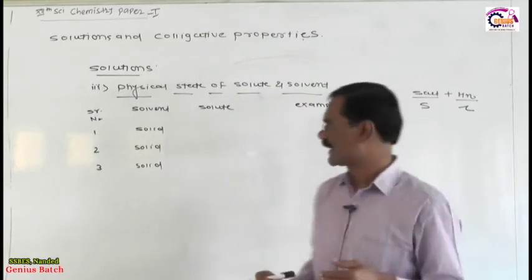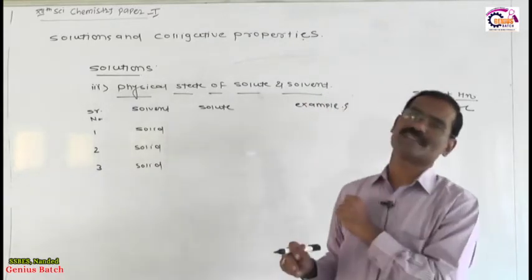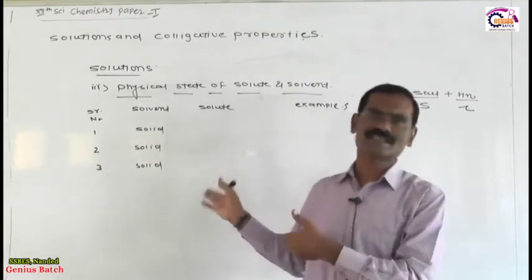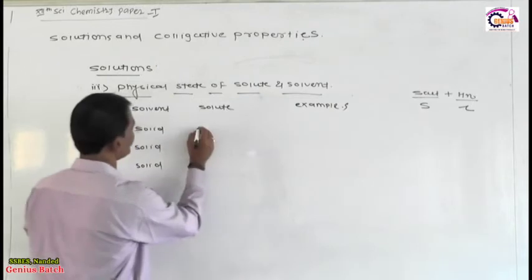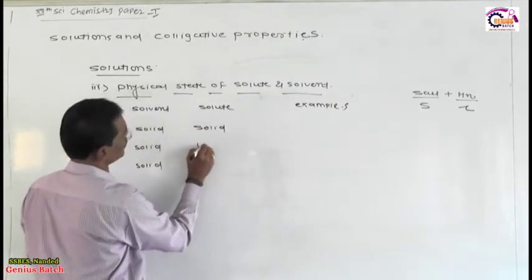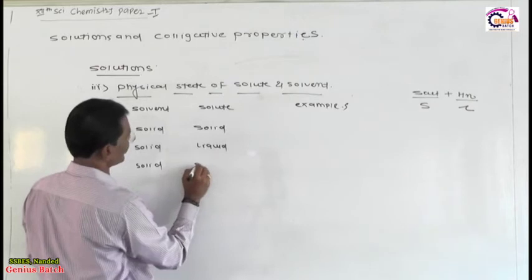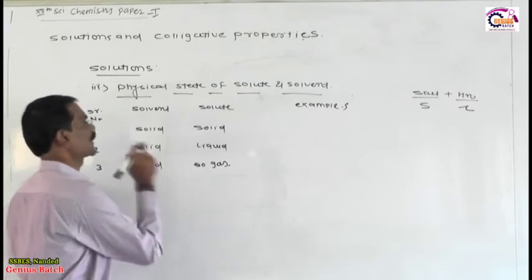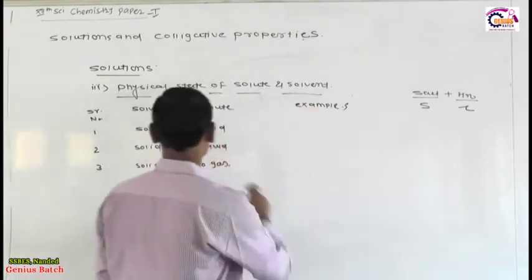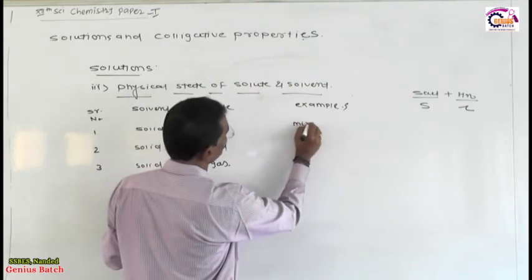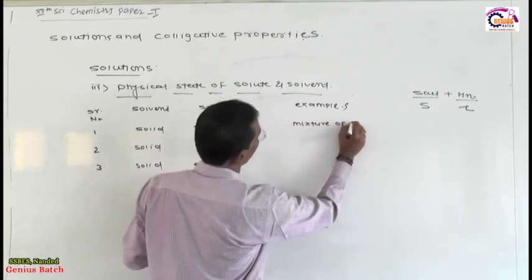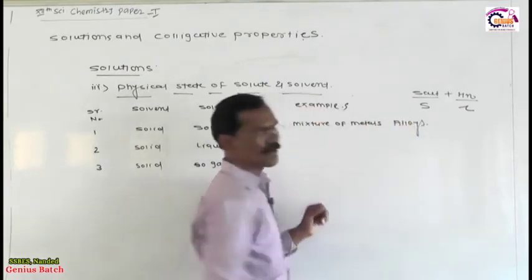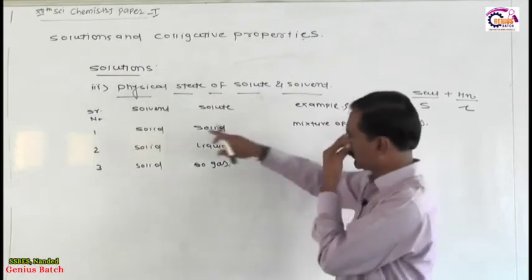Now if the solvent is solid, then this solution is also called a solid solution, because the major component of this solution is a solid, and the minor component changes here. First we consider solid in solid, then liquid in solid, and finally gas in solid. Now what is the example of solid in solid? That one is called a mixture of metals. In short, a mixture of metals is nothing but alloys. All alloys are nothing but solutions of solid in solid.